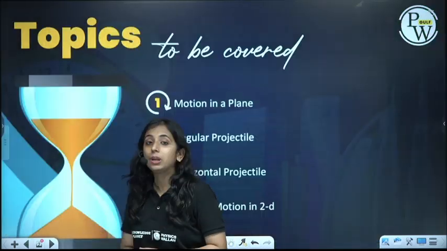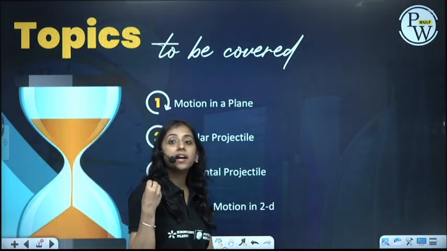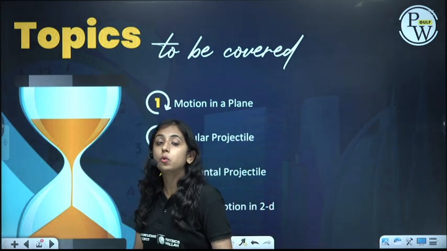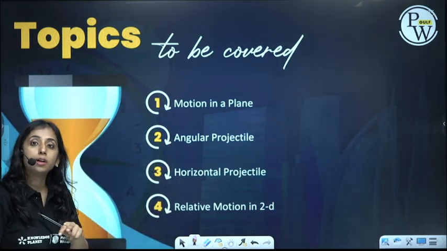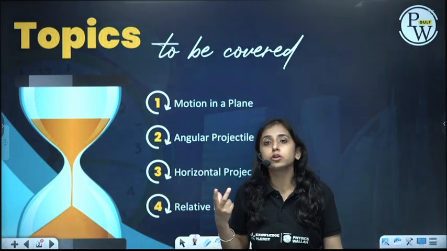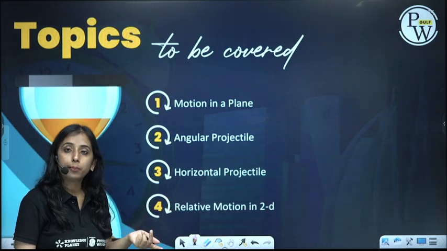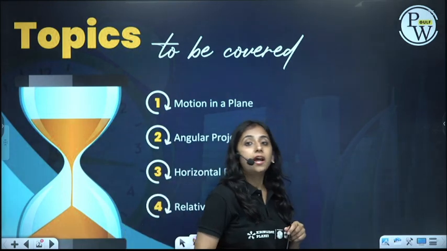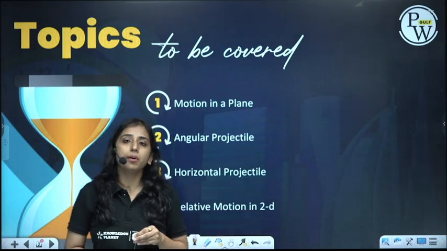So let's see what we'll be covering today. First, we will define motion in a plane, that is, how we define the position, velocity, and acceleration of a particle when it is moving in a plane, that is, in two dimensions. Then we'll be going on to projectile motion. Projectile motion is a special case of two-dimensional motion. We'll be doing two types of projectile motion: angular projectile and horizontal projectile. Then we'll be going to relative motion in two dimensions, the rain-man problem and the river-boat problem.